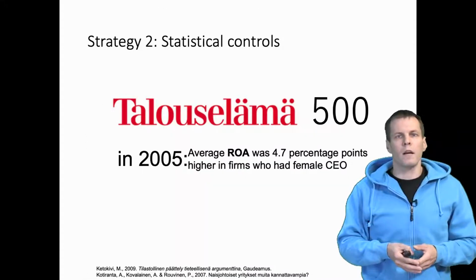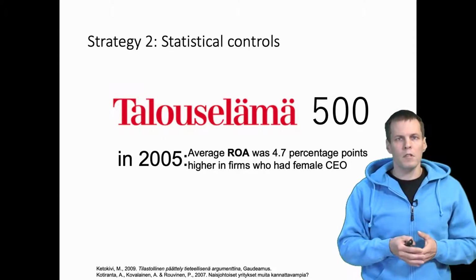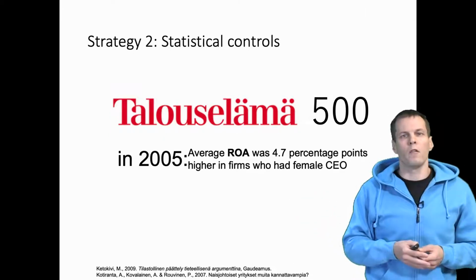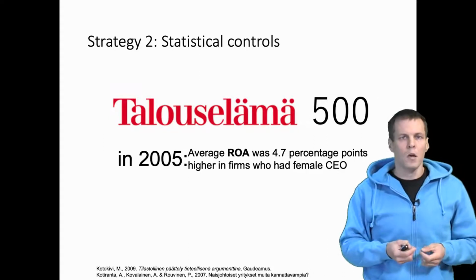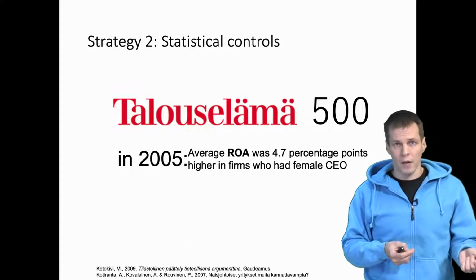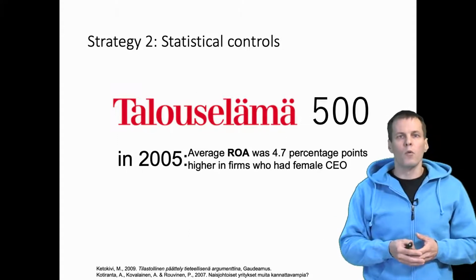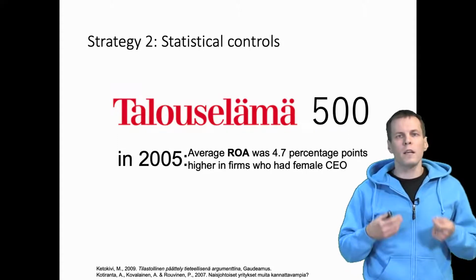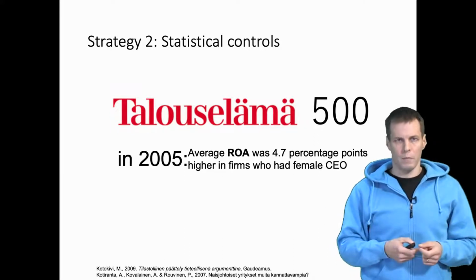Let's take a look at our Talouselämä 500 example. So this is an interesting finding, just a fact. In 2005, the ROA of women-led companies in the largest 500 Finnish companies was 4.7 percentage points higher than men-led companies. Let's assume that we have already ruled out chance as an explanation. So we want to understand whether it's actually the women that cause this profitability difference.